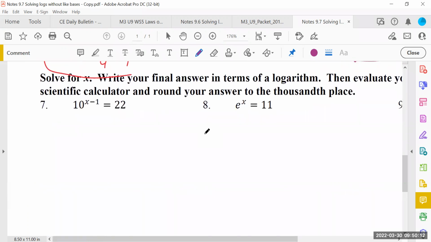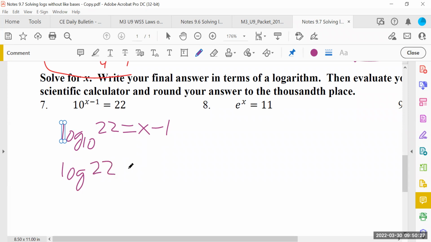So for number 7, I'm looking at log base 10 of 22 equals x minus 1. Add 1 to both sides. You can even leave off the 10. It's log of 22 plus 1 equals x. Everybody put that into your calculator right now for me. If you get 1 point something, you did it wrong. You should get 2 point something. And I want you all to do that right now.